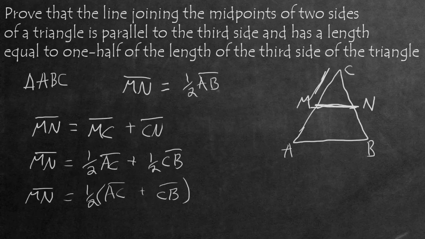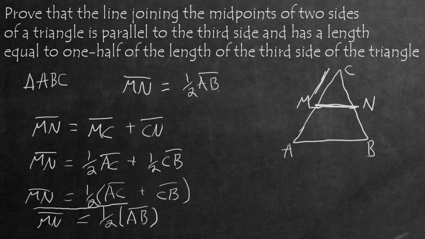Let's look at the inside of the brackets, the line AC and the line CB. What would happen if you added those two vectors? You would get the line down here, the line AB. So we get 1/2 multiplied by the line AB, sorry, it's getting a bit crowded down there, and that's equal to MN. If you notice, this is the statement we're trying to get: the line MN is equal to 1/2 of the vector AB. And that's exactly what we got.